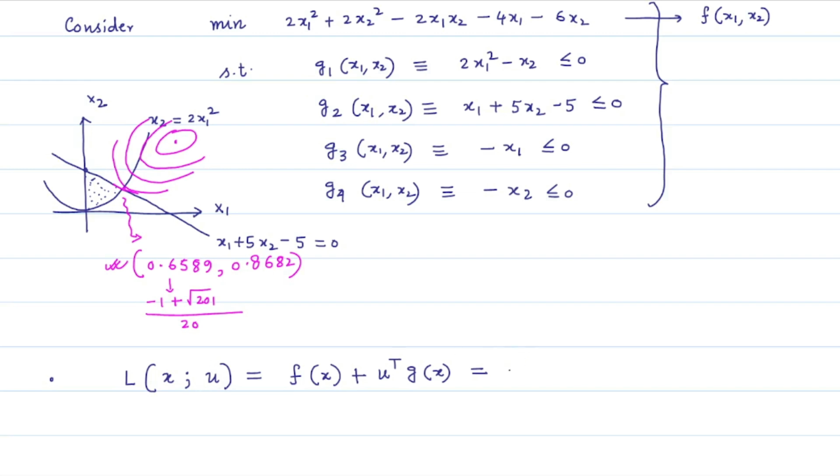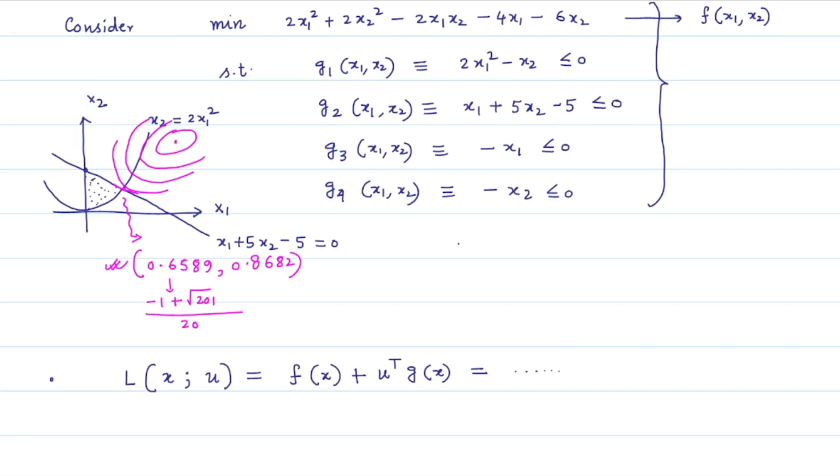Fine. So here the expression of this capital L you please find out by just considering this expression of f and then plug here u transpose g(x) as u1 times g1(x1, x2) plus u2 times g2(x1, x2) plus u3 g3 plus u4 g4, and accordingly you please find out what is the expression here.